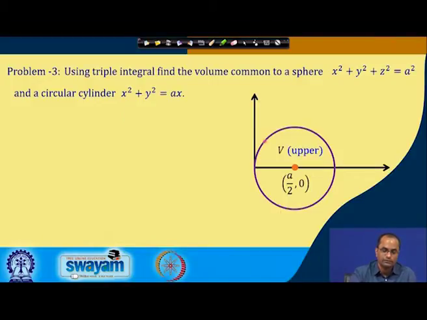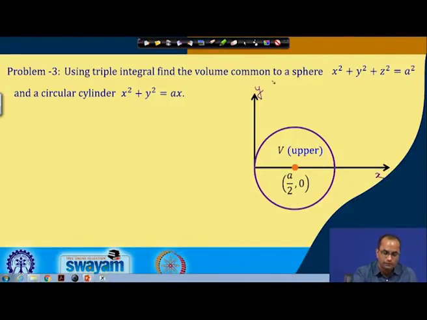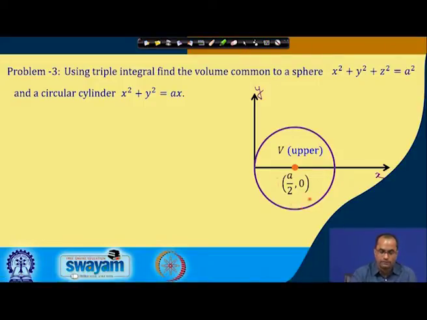So, the cylinder here whose projection on the x y plane is given by this circle, and the center here is a by 2 and 0. So, the volume, if you want to find using this triple integral, obviously, there will be no integrand now, and we have this integral over this v, which is given by the cylinder, and then we have the sphere. So, the cylinder is cutting the sphere, and that portion we want to find the volume.